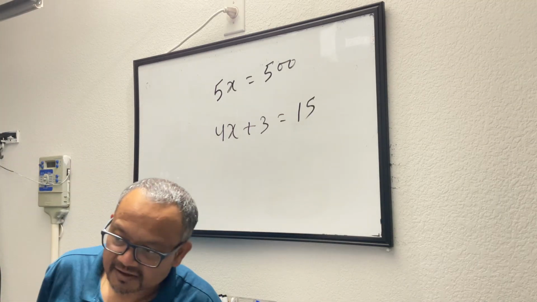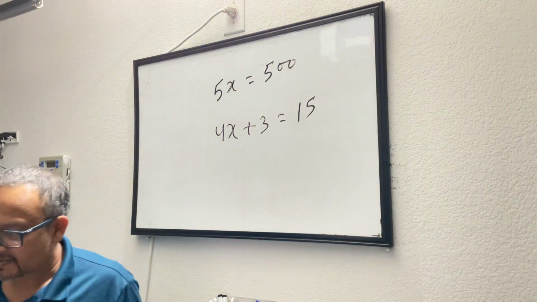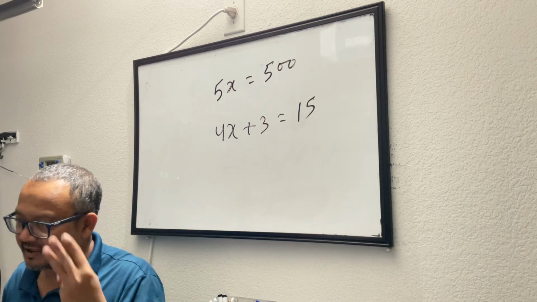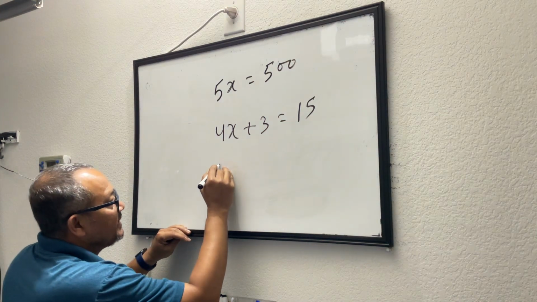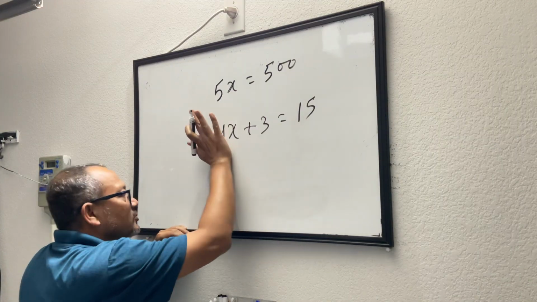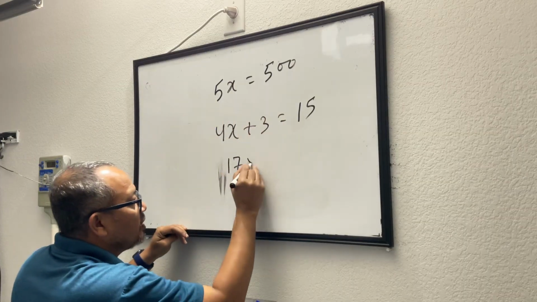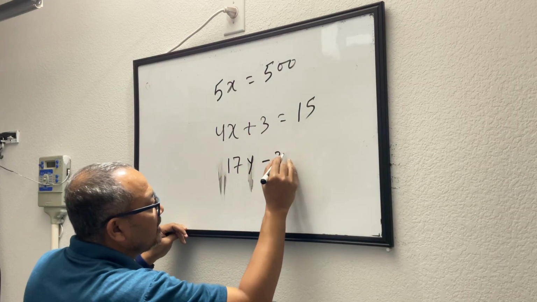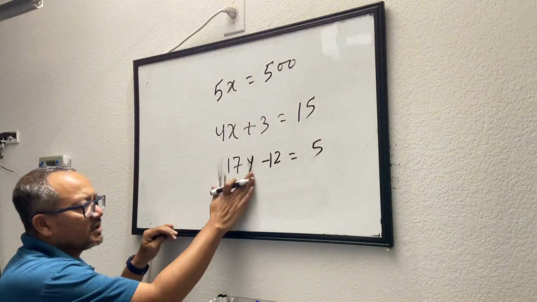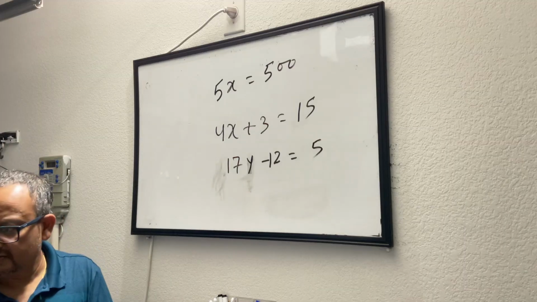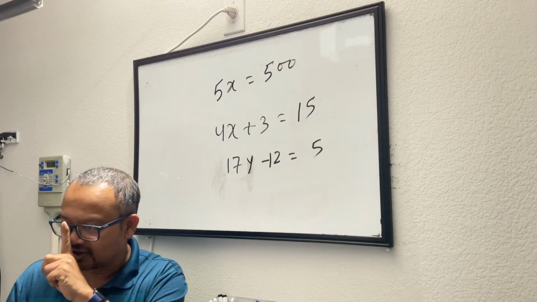Can you just solve it real quick? 3. Okay. Everybody got 3? Now, let's say if I say 4y, no x this time, y. 17y minus 12 equal to 5. How much will be y here? 1.